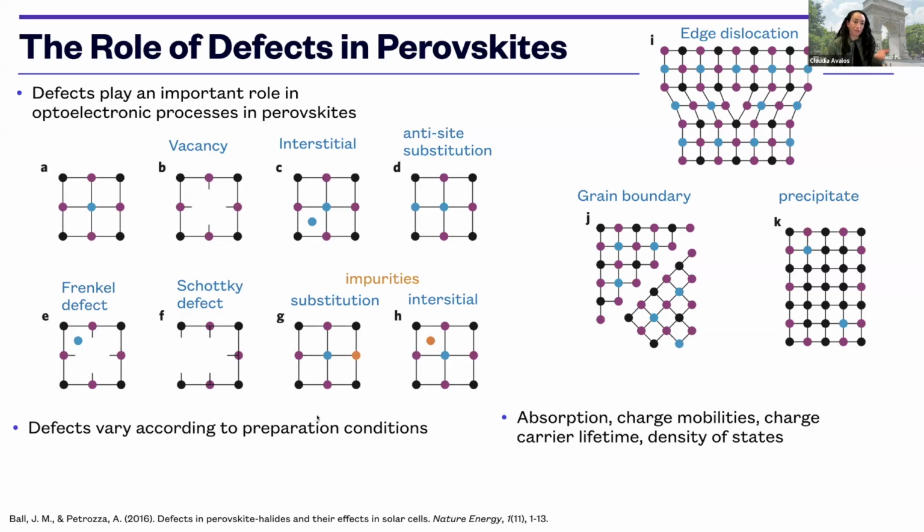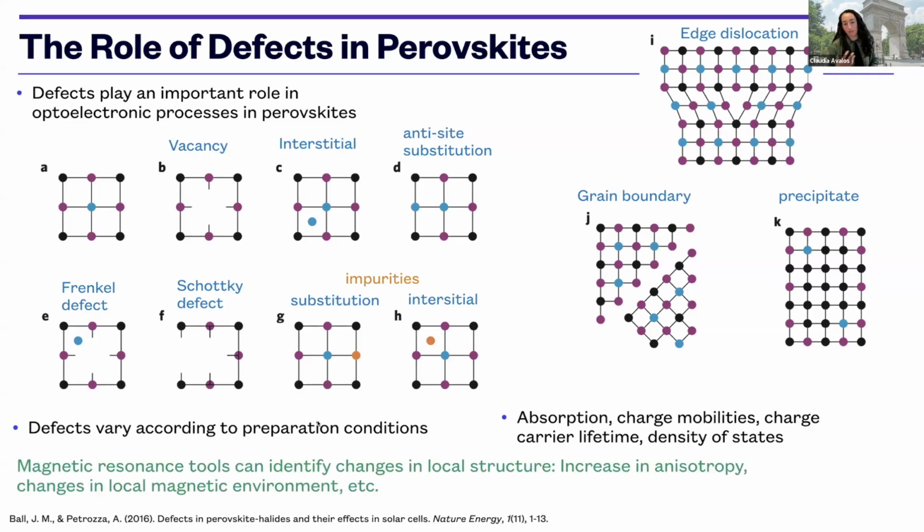So as we know, defects in both organic semiconductors and perovskites can vary according to preparation conditions. And once again, looking at local short-range order, changes in anisotropy, and the local magnetic environment due to doping or introduction of defects can be very helpful in assessing how the structure is changing.